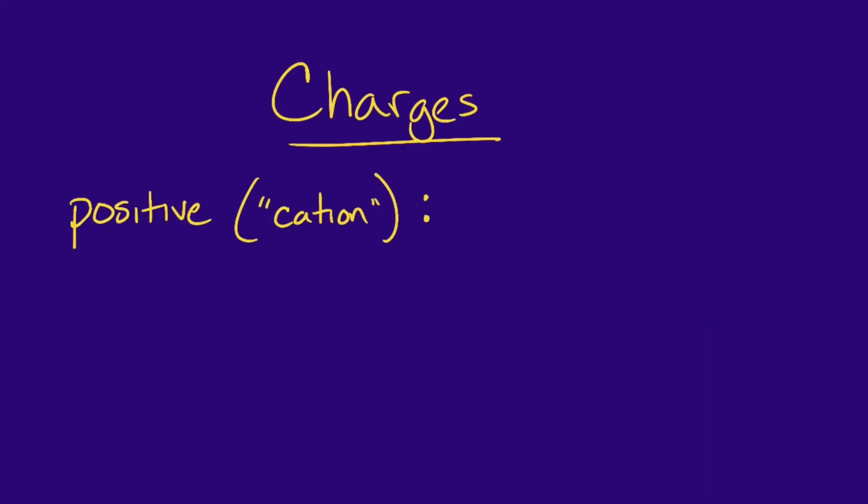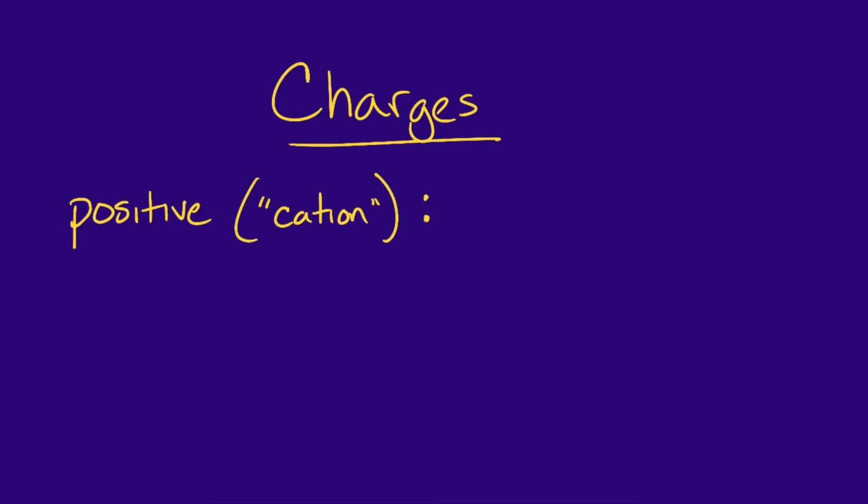So let's quickly talk about charges just conceptually, because I think they're probably the trickiest part of this isotope notation. So we'll have 3 types of charges. So positive, negative, and then neutral or no charges.